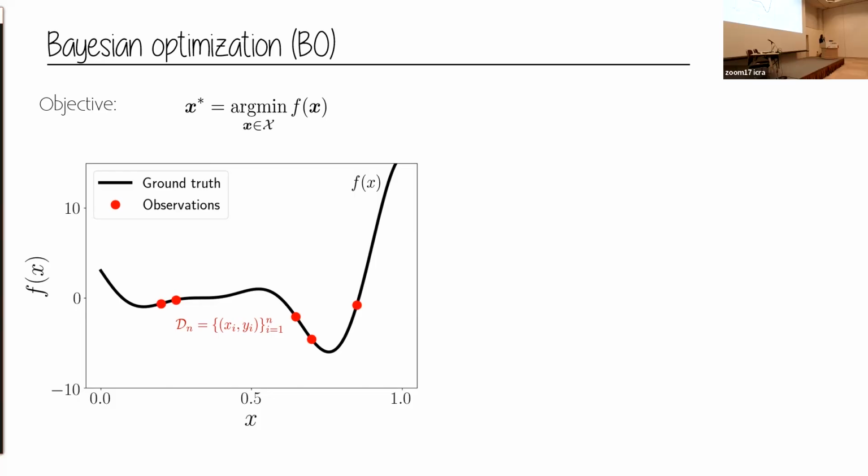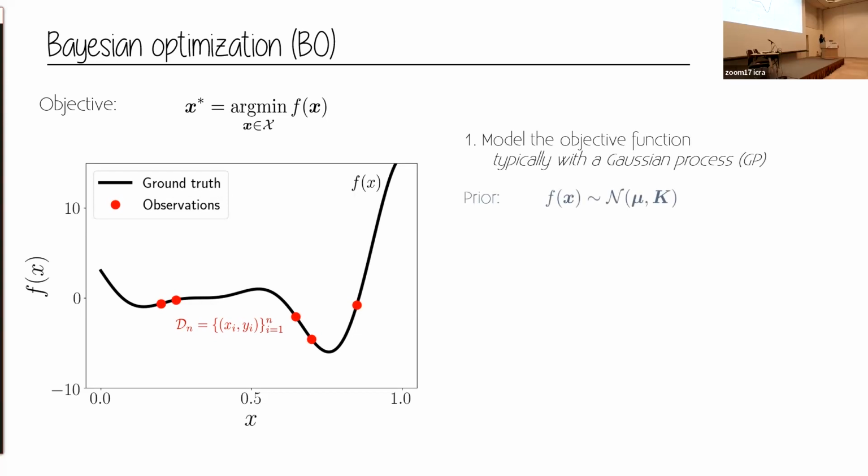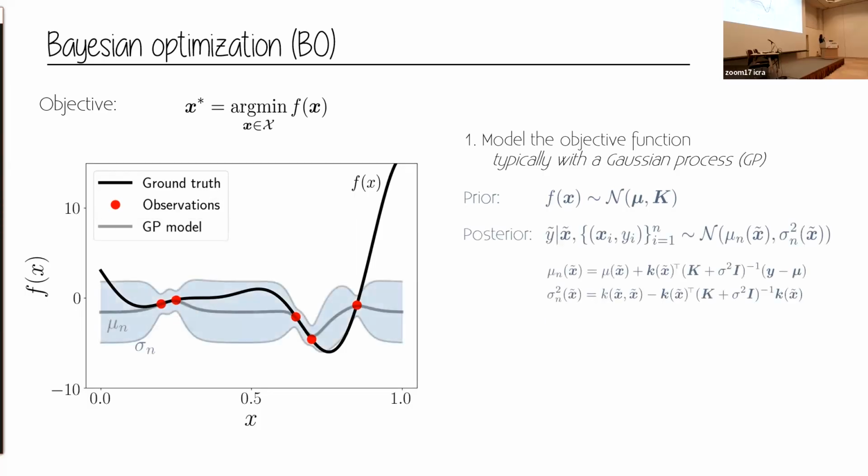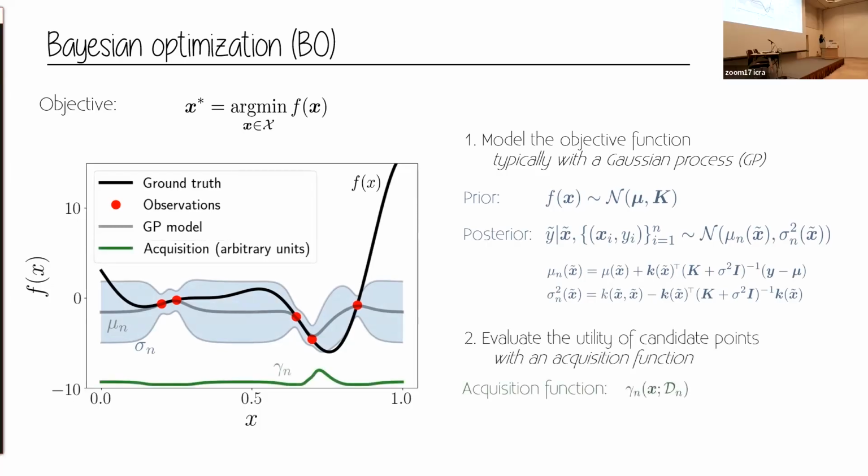So what Bayesian optimization does is to model the objective function, typically with a Gaussian process. So we put a prior over the function, and then the posterior of the Gaussian process gives us a mean estimation of our function, as well as an uncertainty estimation, right? Which is given here by, this is the mean estimation, and this is the uncertainty, which is big where we don't have data.